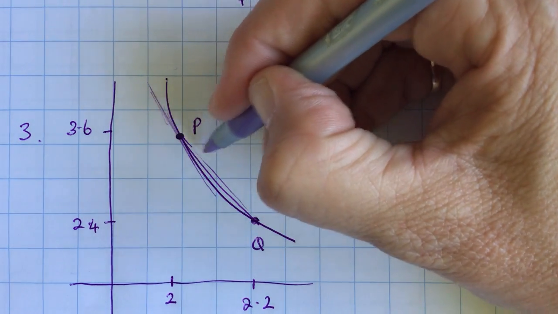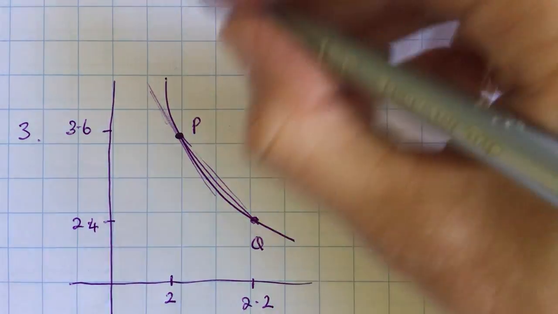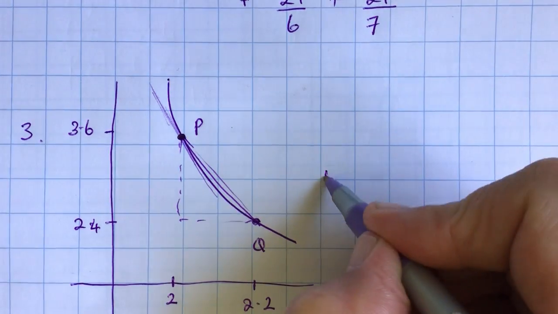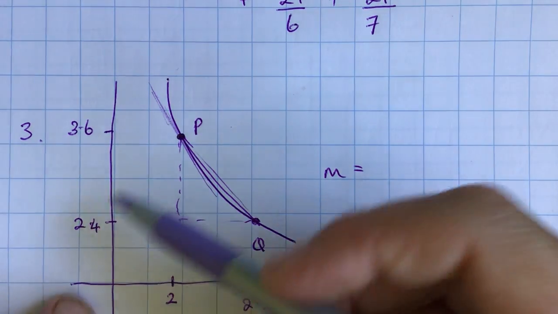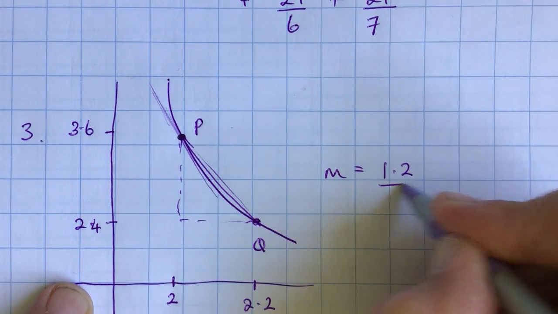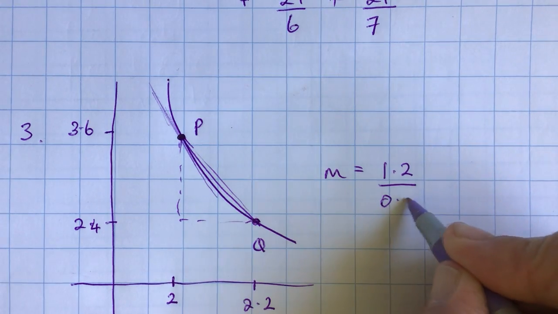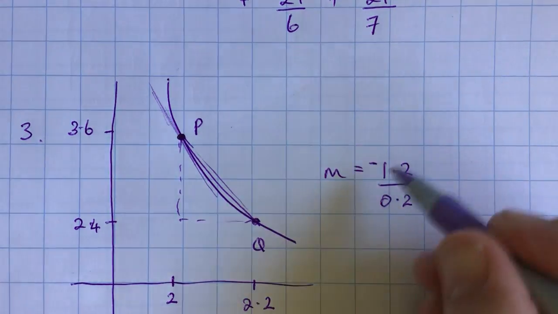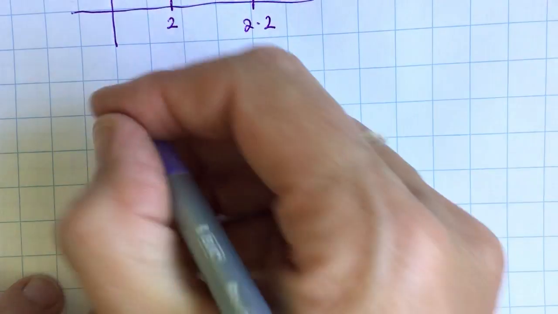So that's what they're wanting us to do, to work out the gradient of this bit from here to here. If we draw a little right angle triangle in, we can then just use the gradient is the change in the y, so 3.6 take 2.4 is 1.2, divided by the change in the x, which is 0.2. Because I can see the gradient goes this way, it's negative, and then you get your answer. Okay, so moving on, question 4.